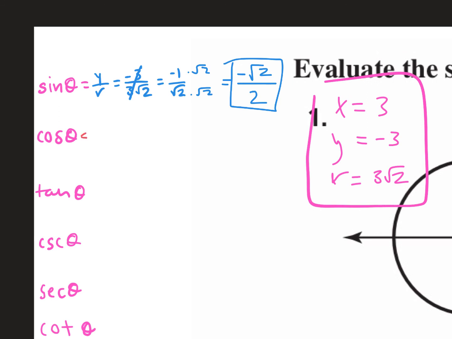Any questions on that one? All right, let's do cosine. Cosine is what over what? X over r. What's our x? 3. So 3 over 3 square root 2. So we get 1 over square root 2. You got to do the same thing, or you could just look at the work you did above and know that it's going to be the same thing, just positive now. So we have square root 2 over 2.